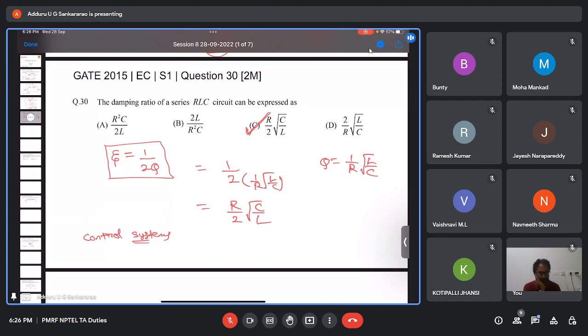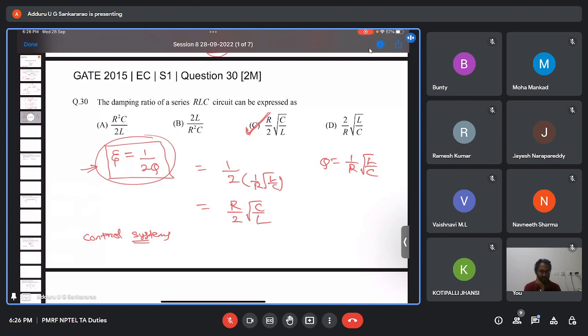So the behavior of a series or parallel RLC circuit will be studied under different conditions, like under damped system, critically damped system, over damped system. More details about this you will study there. So this you can remember, the damping ratio zeta is 1 by 2Q.